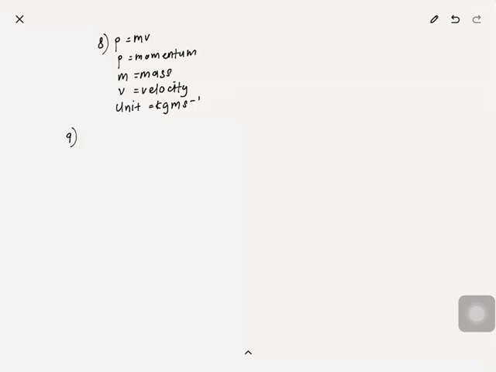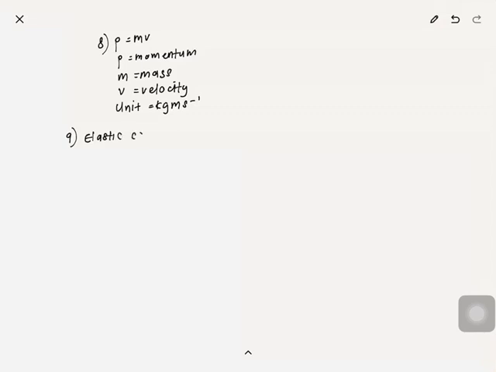So next, number 8, we have the formula for momentum, which is mass times velocity. P stands for momentum, m stands for mass, and v stands for velocity. The unit for momentum is kg m s^-1. And the definition for momentum is very important as well. It's basically the product of mass and velocity, and that's a commonly asked question for subjective.